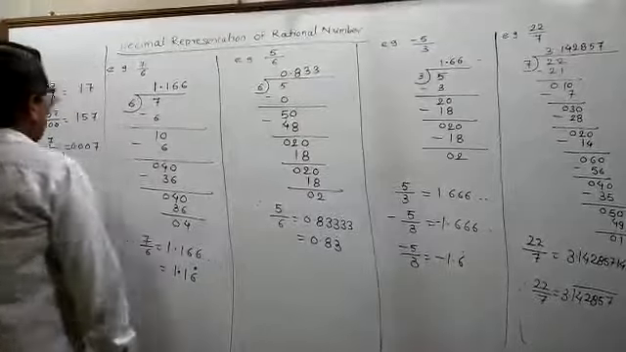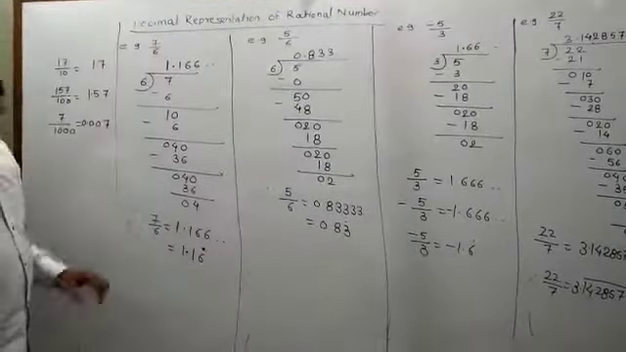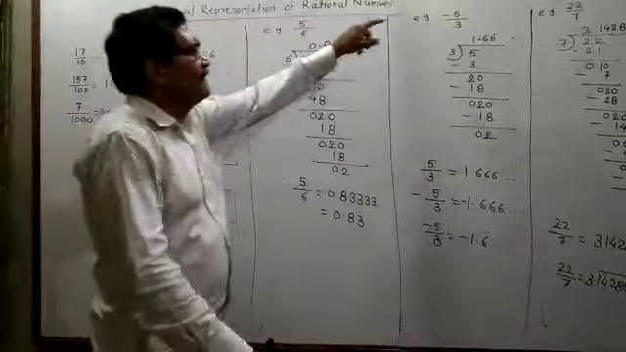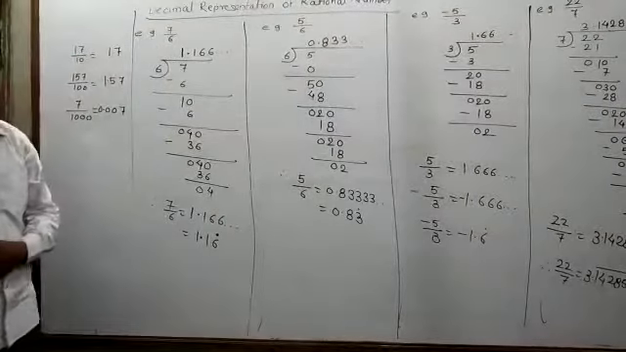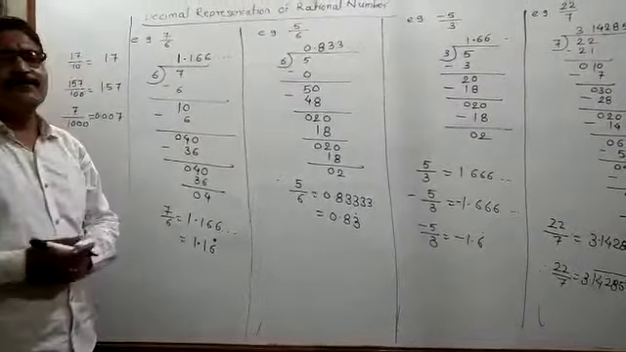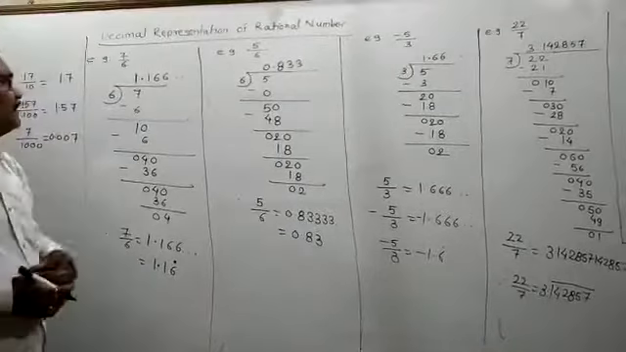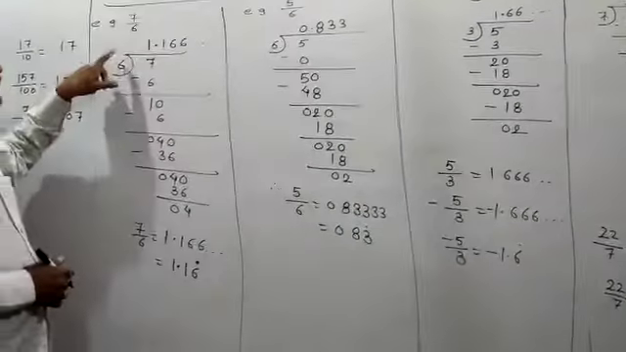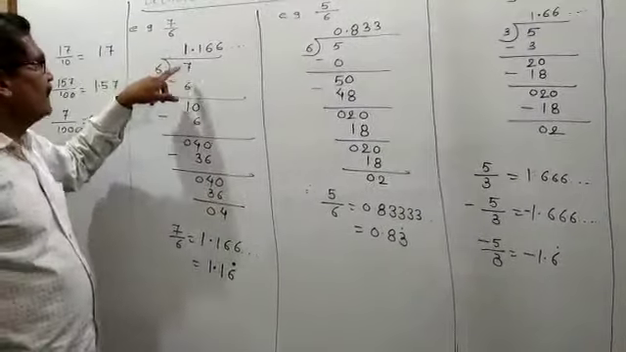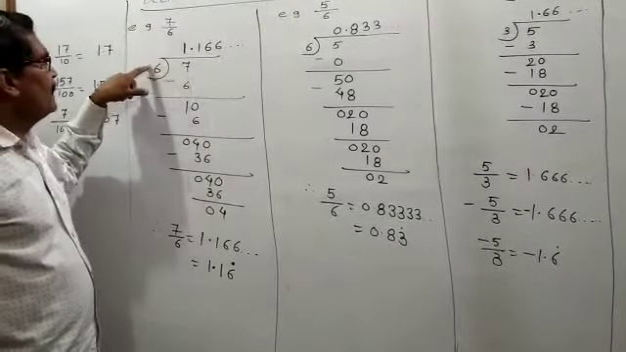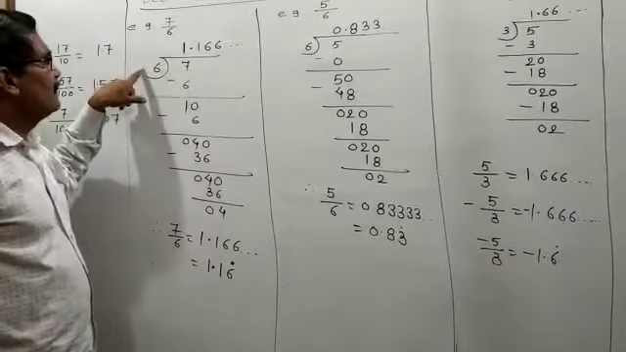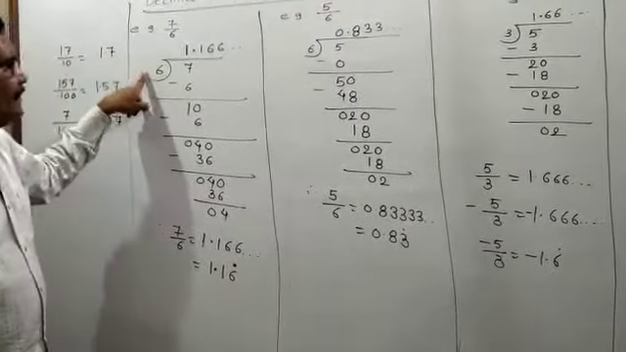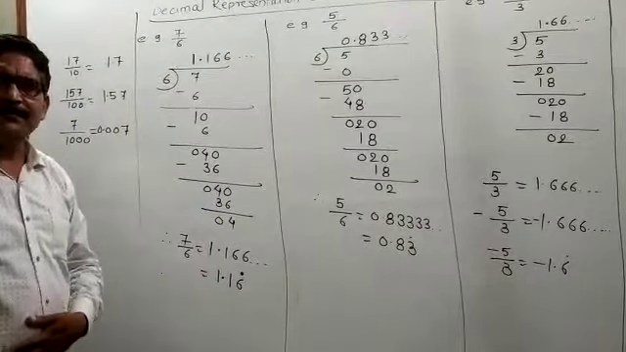But now you have to start with 7 upon 6, 5 upon 6, minus 5 upon 3. Here the denominator is not 10, 100, 1000, 10,000. Then how you have to write in the decimal form, that you have to see. So 7 upon 6 means you write in the division bracket the numerator inside and the denominator outside. Like normal division you have to do the division.